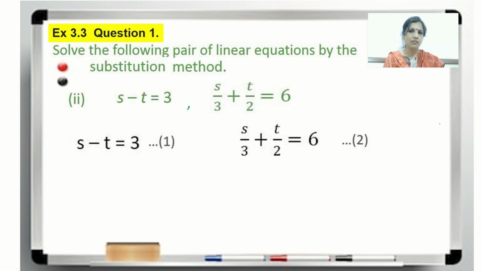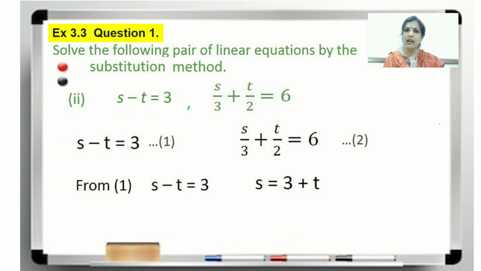Now in substitution method, what you have to do is substitute for any of the variables, either s or t. In such cases, you have to select the simplest equation. In our case, equation 1 is a simple equation, so I can make changes in that equation easily. From equation 1, that is s minus t is equal to 3, I can write this equation as s is equal to 3 plus t.